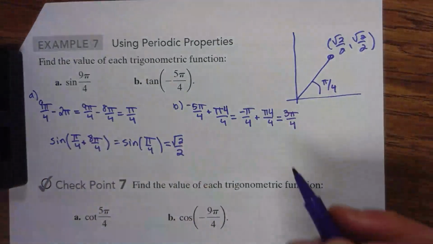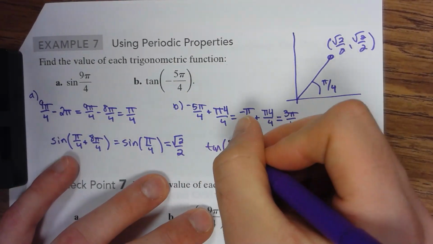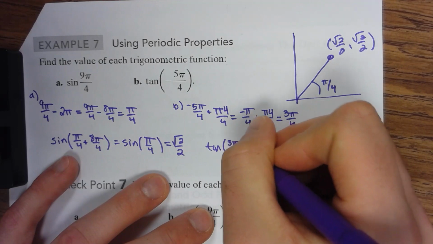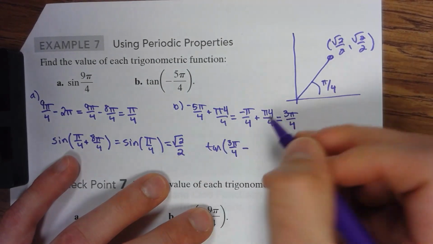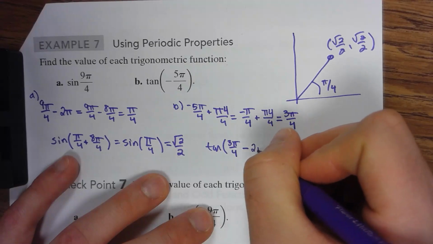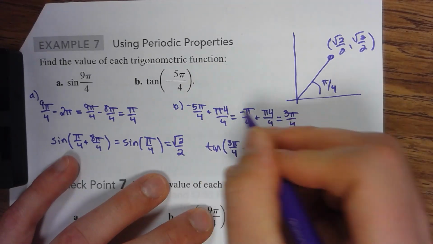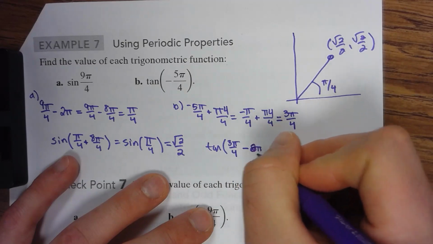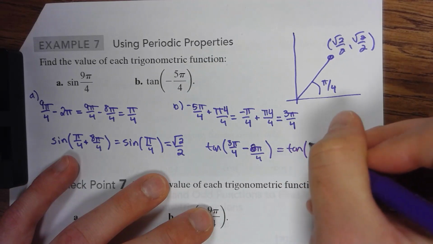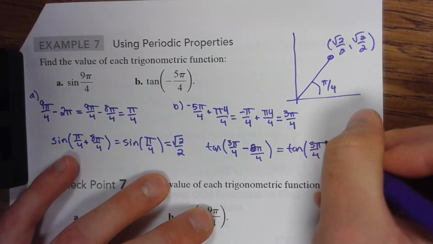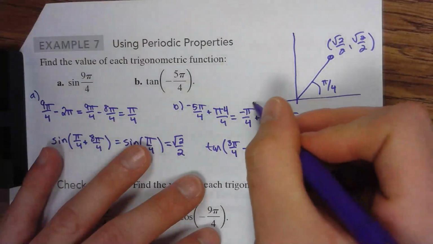So really, I'm finding tangent of 3 pi over 4, and then we're subtracting away the 2 rotations that we added in. So we're minusing 2 pi technically, which would be 4 pi over 4, 4 pi over 4, 8 pi over 4, which is just equal to tangent of 3 pi over 4.